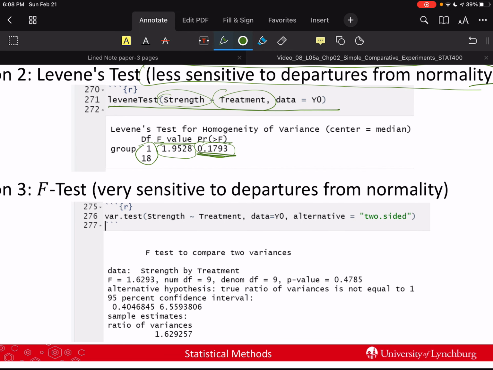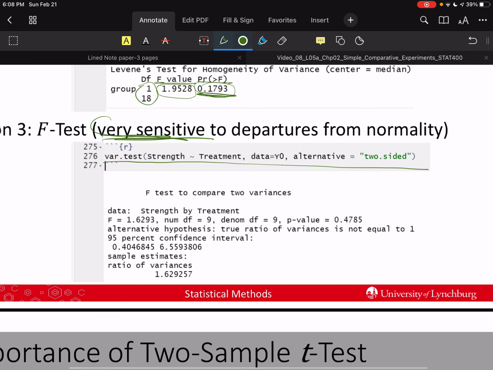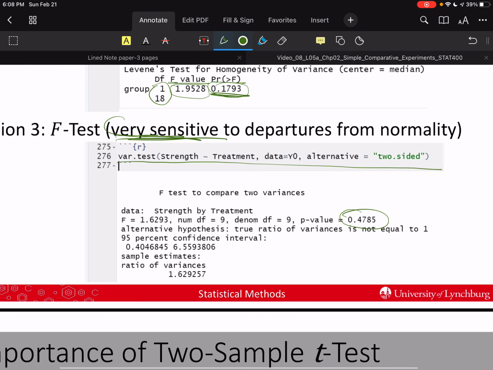And this is the F test. And it is very, very sensitive to departures from normality. You do not want to use this if there is an outlier ever. So here is the code for this one. And let's look at the p-value here, 0.4785. We have an F test, and we've split up 9 degrees of freedom in the numerator, 9 degrees of freedom in the denominator. What we have here is sigma 1 squared over n1 minus 1 over sigma 2 squared over n2 minus 1.